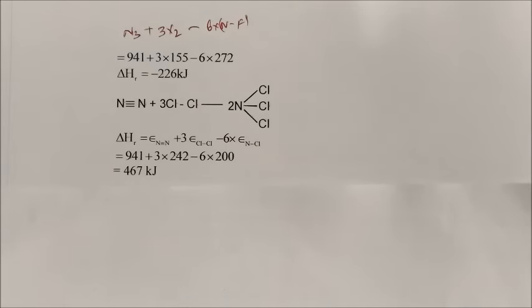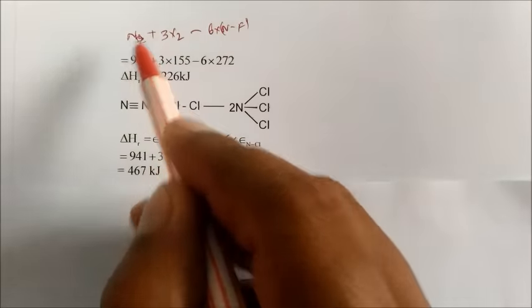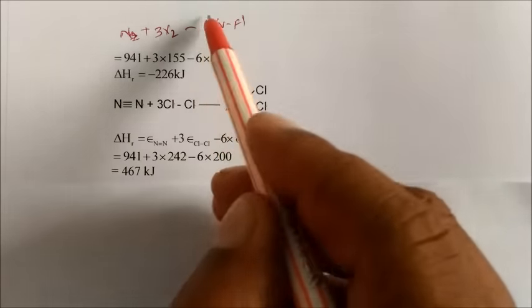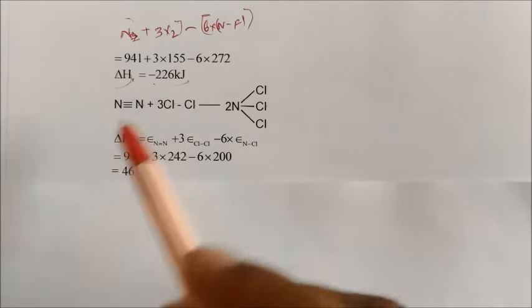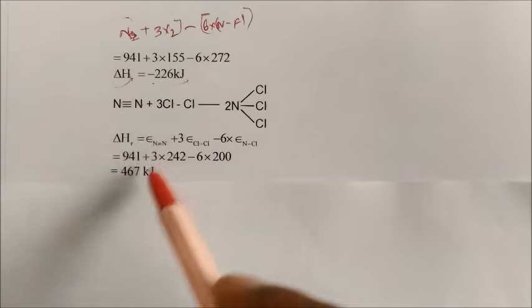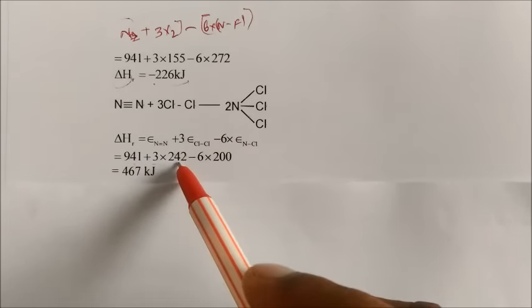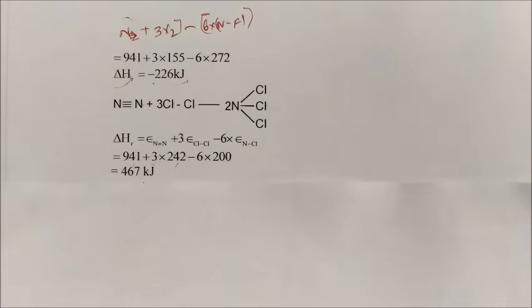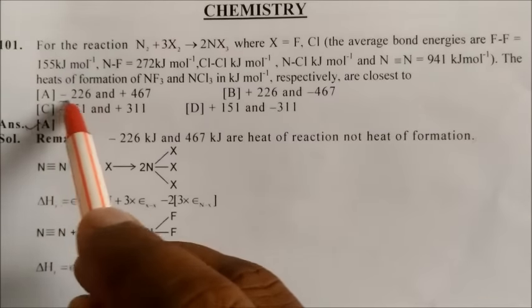So this is the bond energy of the N2 molecule, and this is the 3 into X2, minus this for the product. If you put in the values, you will get a heat of reaction of this much. Similarly, for N2 plus Cl2, this is the product. Again, taking the values, this is 941, and 3Cl is 3 into 242, minus 6 into N-Cl. You will get this much value. So these are the two values. Out of these, our answer A is correct. These are our values.